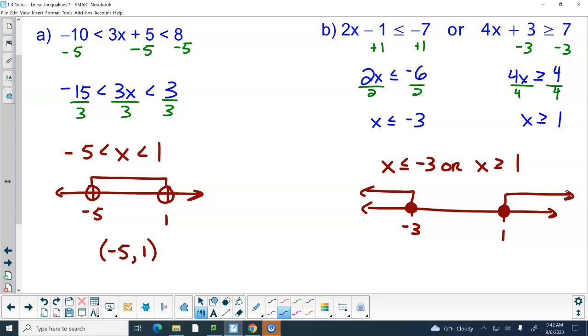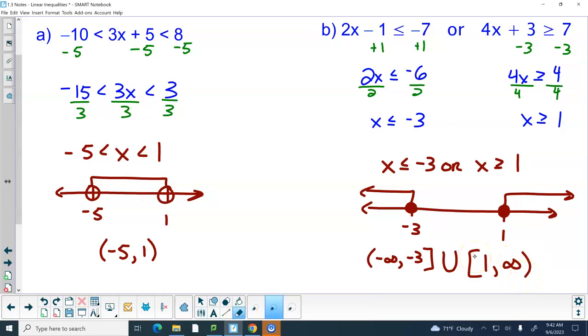On the interval notation, that would be from negative infinity, it goes all the way up to negative 3. And then there would be a bracket there because it's equals. Then we skip over. And so how we skip over in interval notation is we put a big old capital U, and then we pick up at 1 and keep going all the way out to infinity. The U is how we skip over in interval notation.